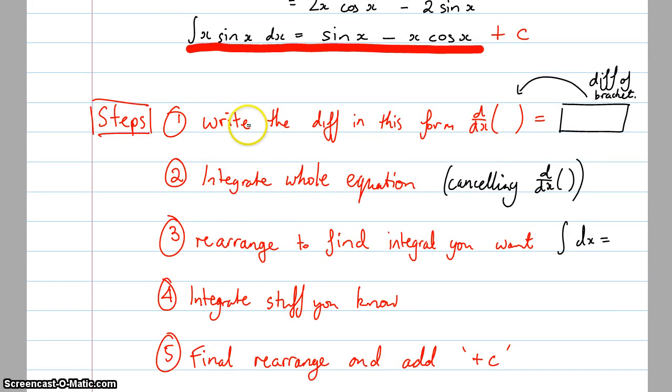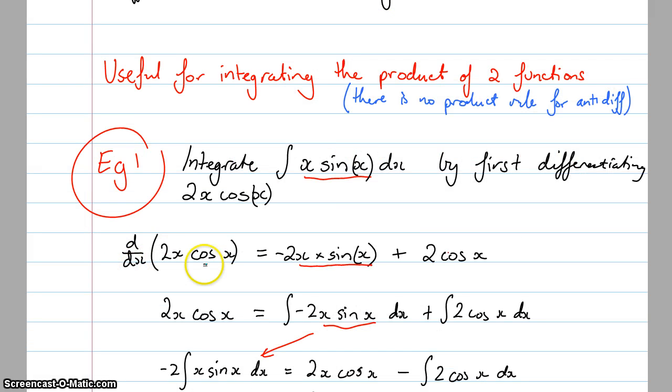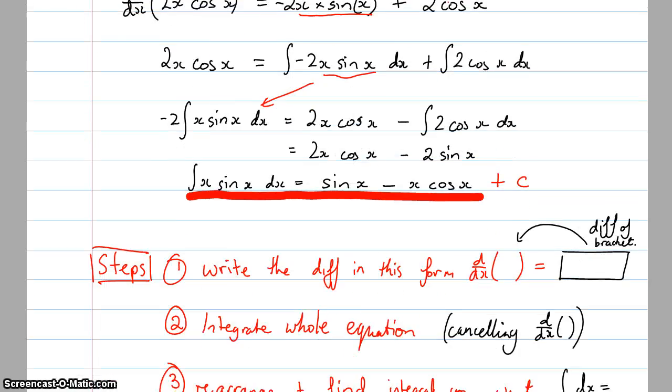First of all, I write the diff in this form here. So like I did with the first question, I write the diff of something equals something else. Okay, and that's what I did. If we want to go back up to the top, I said the diff of something equals, and I actually do what the diff is. Okay, that's step 1.